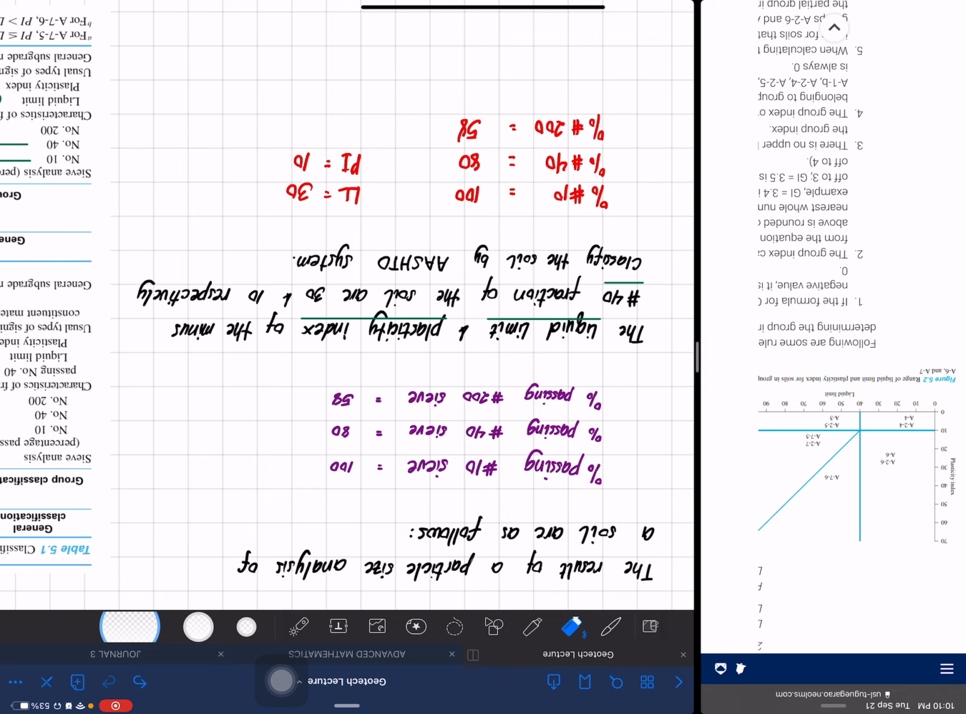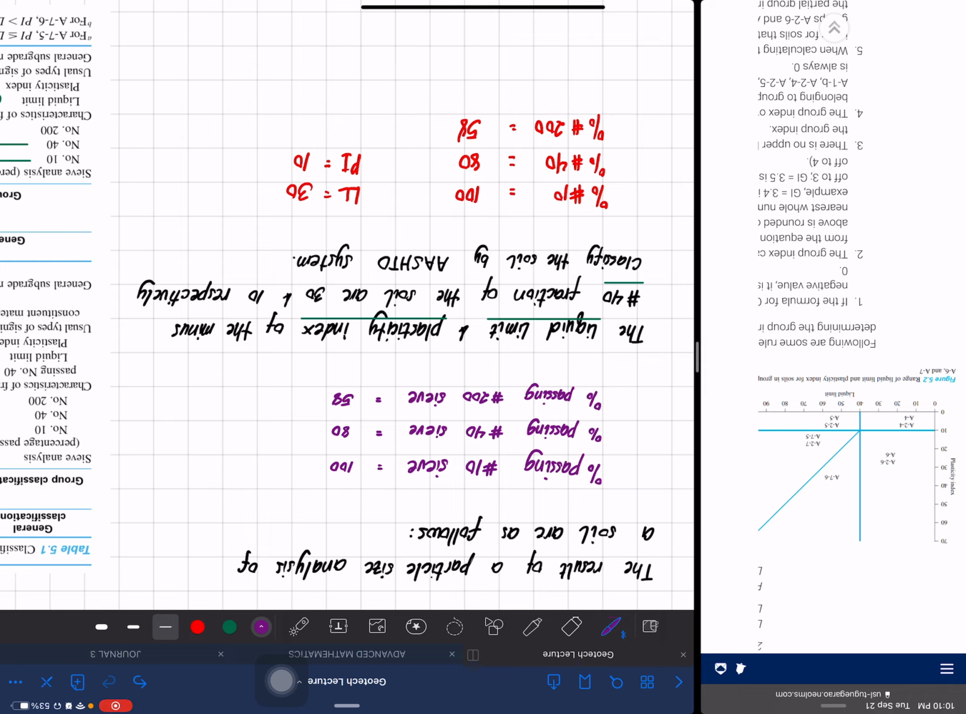Ngayon, classify natin siya under the AASHTO system. Okay? So, first step, identify natin kung granular soil or silty clay na soil, silt or fine material. So, tingnan muna natin yung percent passing sa number 200 sieve.